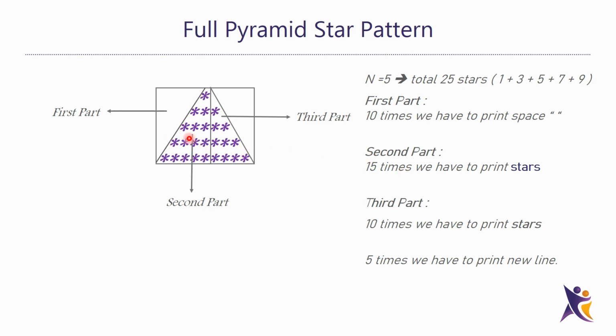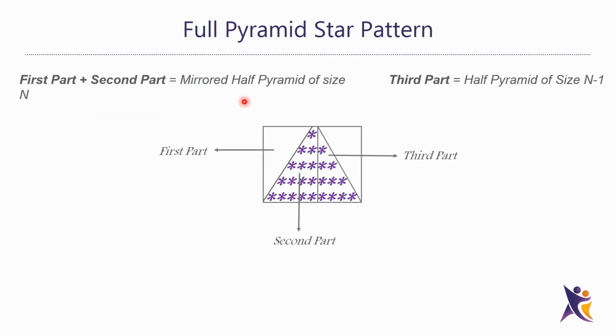And the second part, we have to print 15 stars. If you count all of them, it will be 15. And the third part, again 10 times we have to print the stars. And finally we have to print a new line 5 times, at the end of each row. So we should write logic to print all these parts. As I said before, the first part and second part together are nothing but a mirror image of the half pyramid of size n, but the third part is simply a half pyramid of size n minus 1.